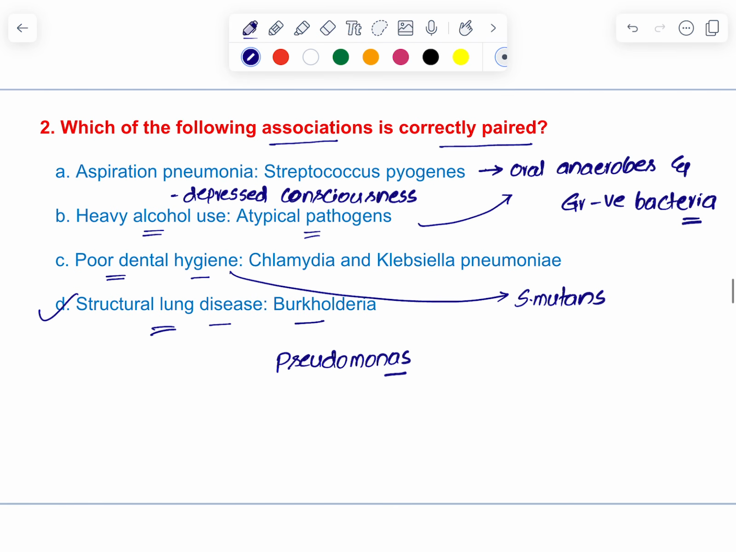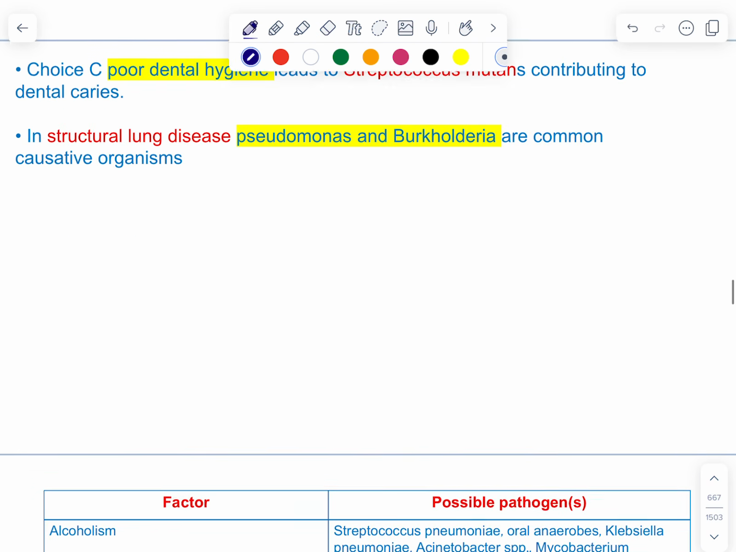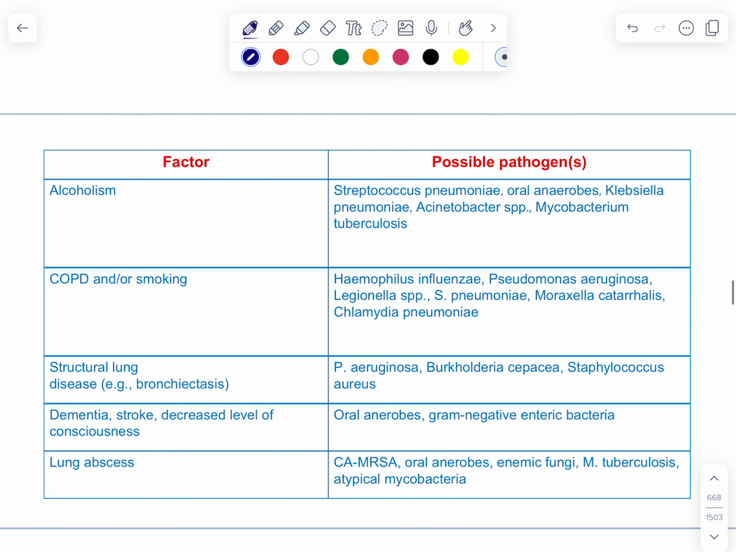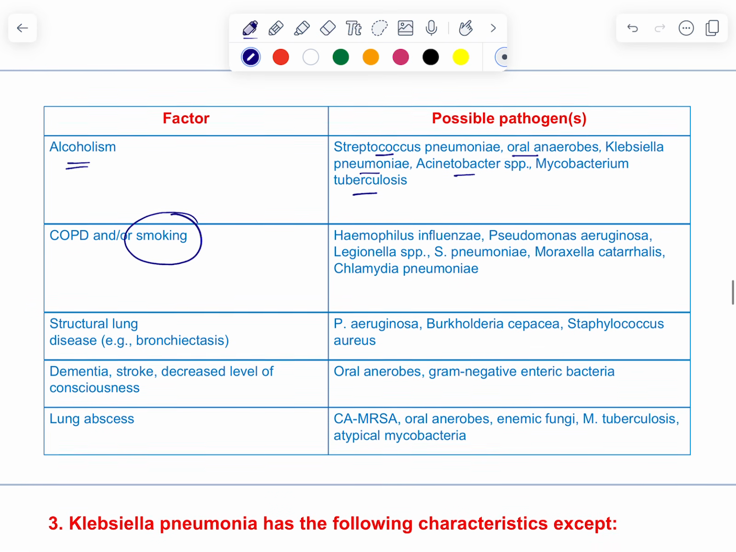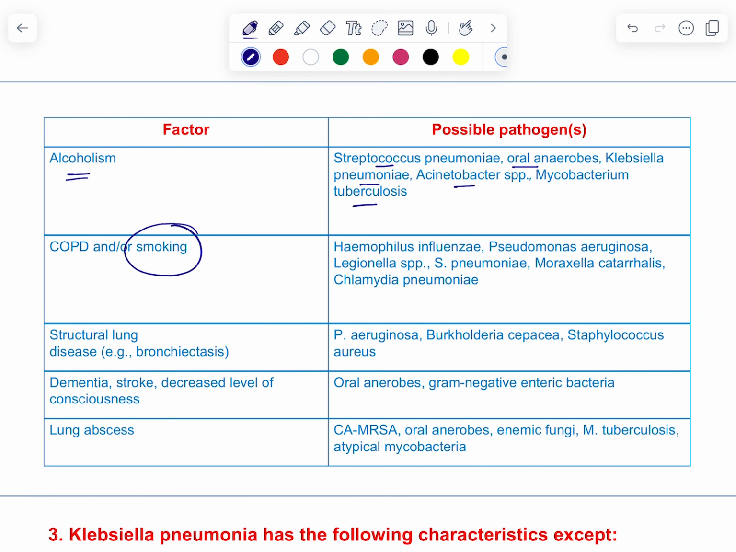Now you take the individuals with alcoholism. What will be the possible pathogens causing pneumonia? Streptococcus, oral anaerobes, Klebsiella pneumoniae, Acinetobacter, and Mycobacterium tuberculosis. These are the possible pathogens that will be causing the infection of the lung parenchyma in case of the alcoholics. Then coming to individuals with COPD and as well as smoking, right?